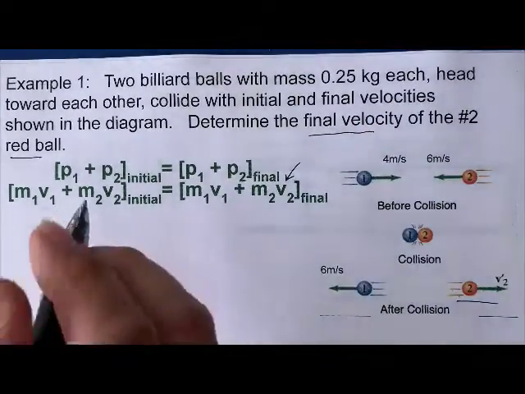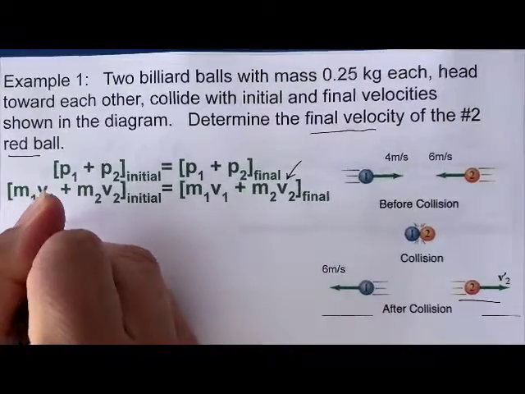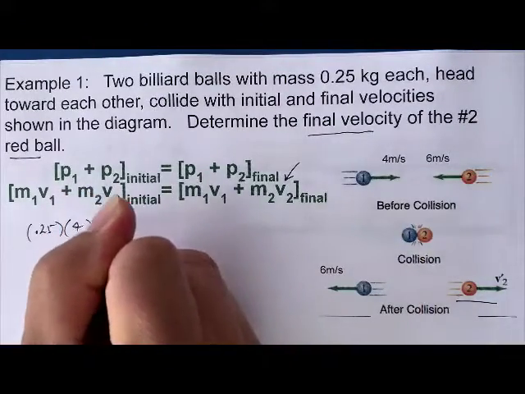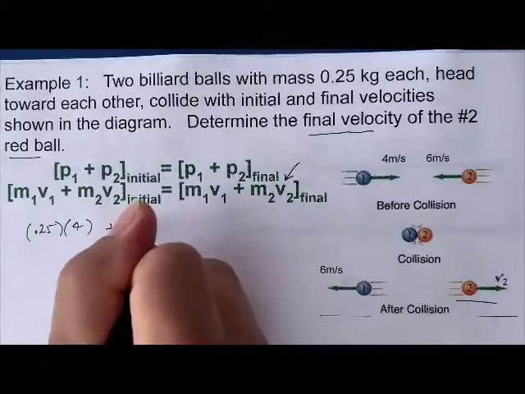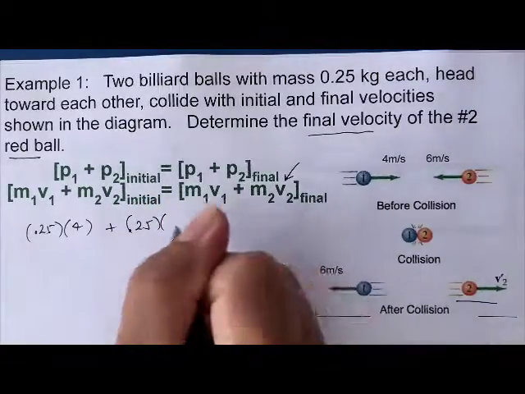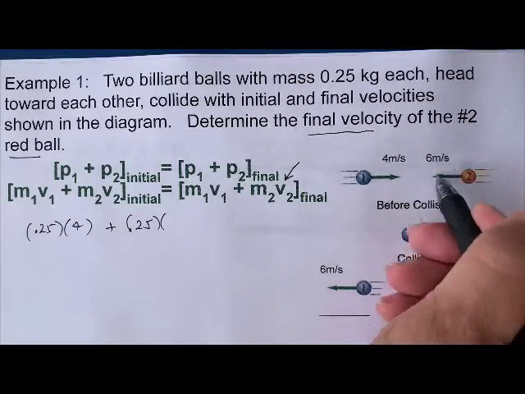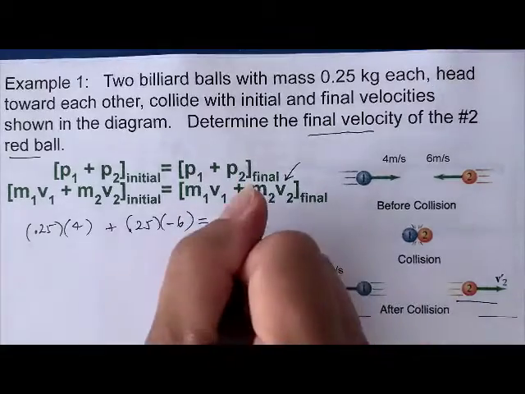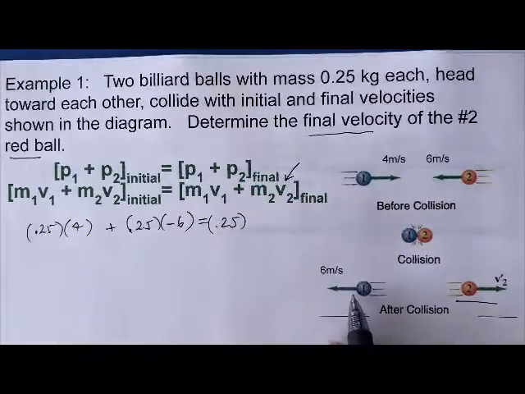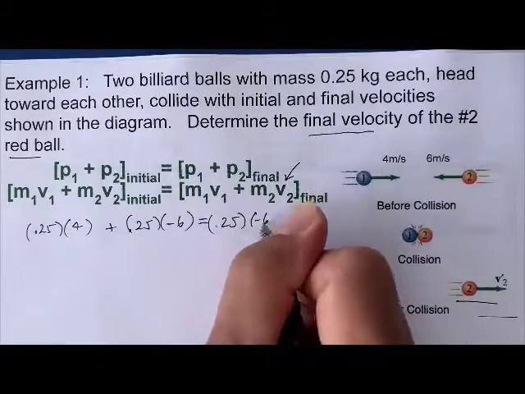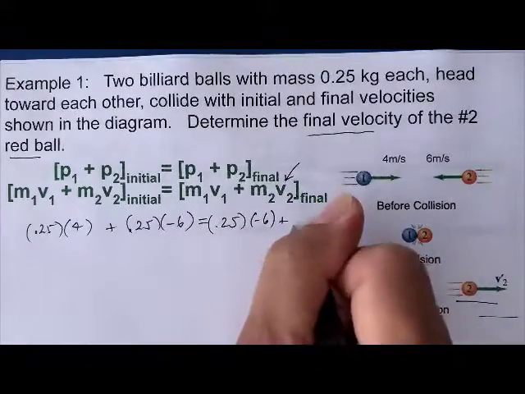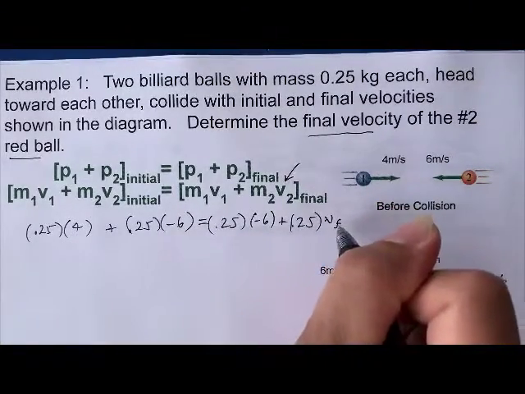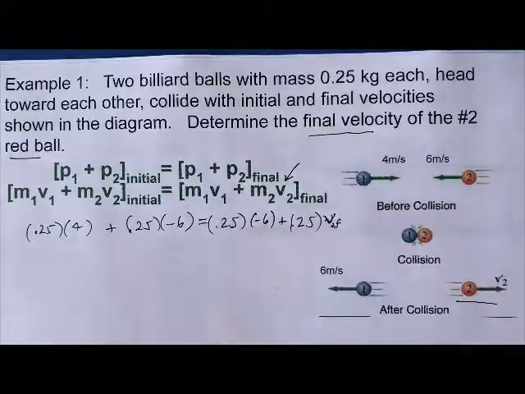As we plug it in, we know it's 0.25 times 4 plus 0.25 times 6, but this 6 is pointing in the opposite direction, so I have to put a negative 6, equals 0.25 times, again because it's pointing in the opposite direction, negative 6, plus 0.25 times v final, v2 final. I don't know what that is, so I'm going to leave it just like that.